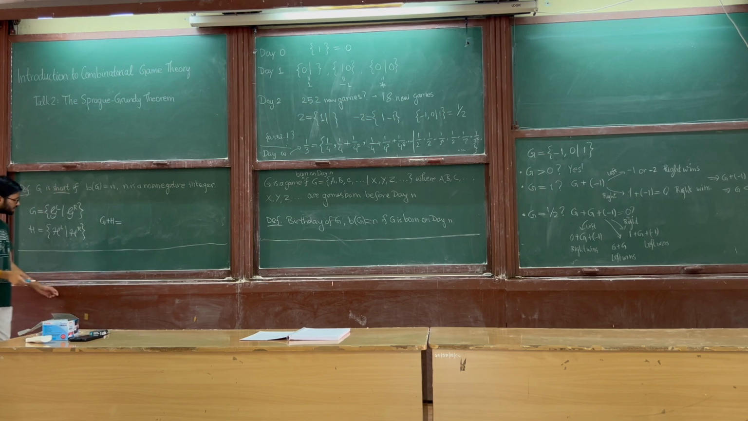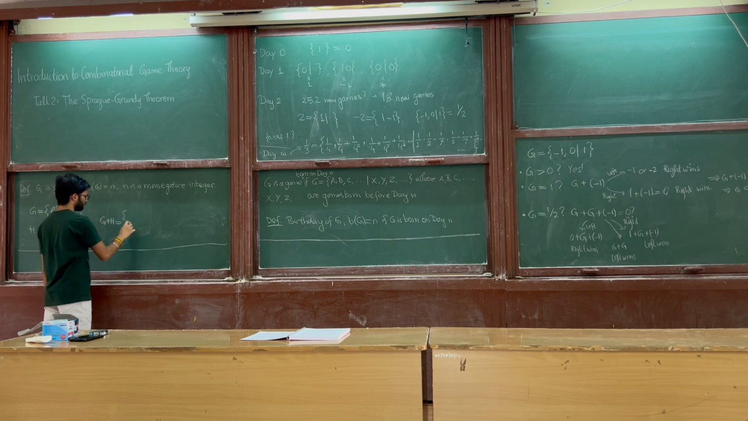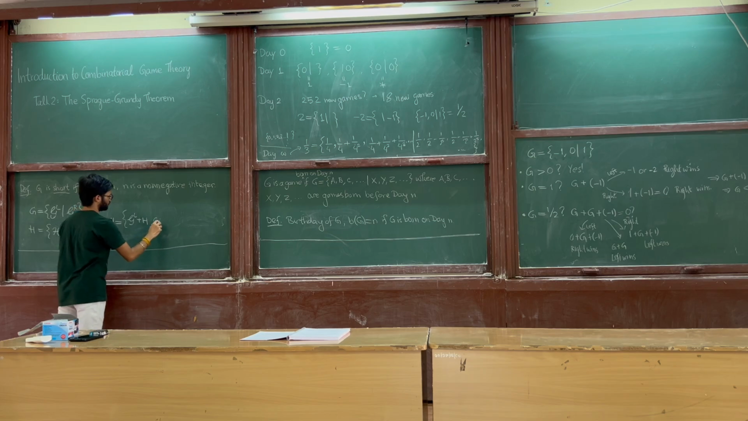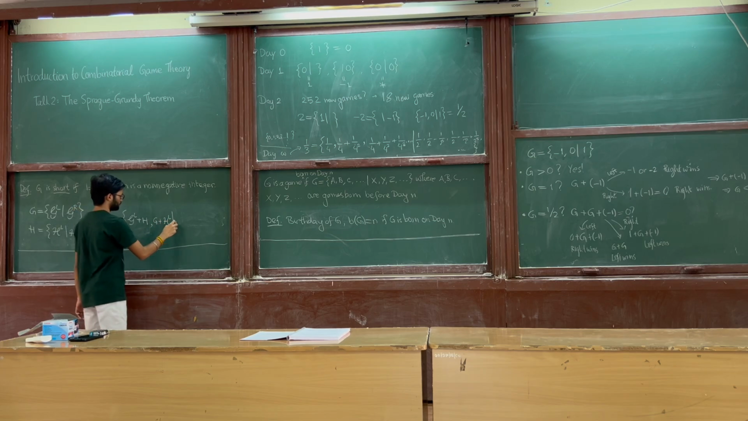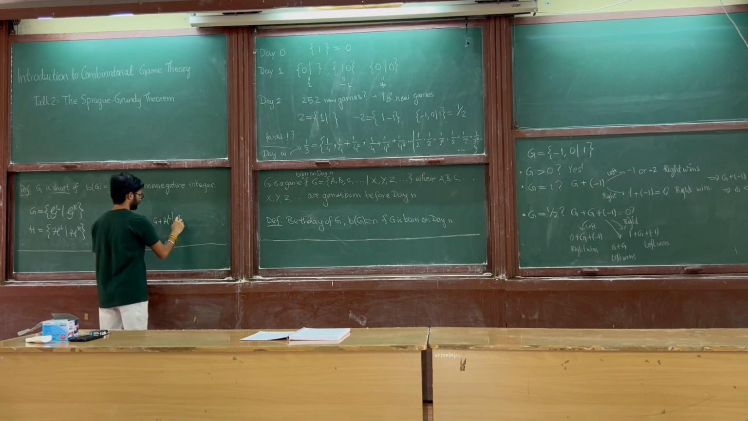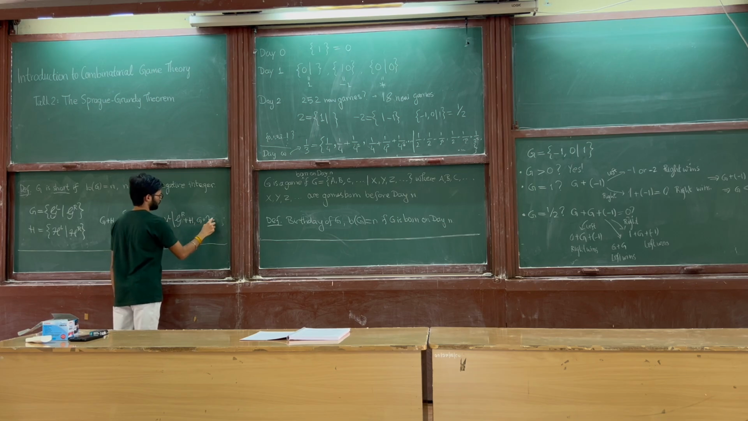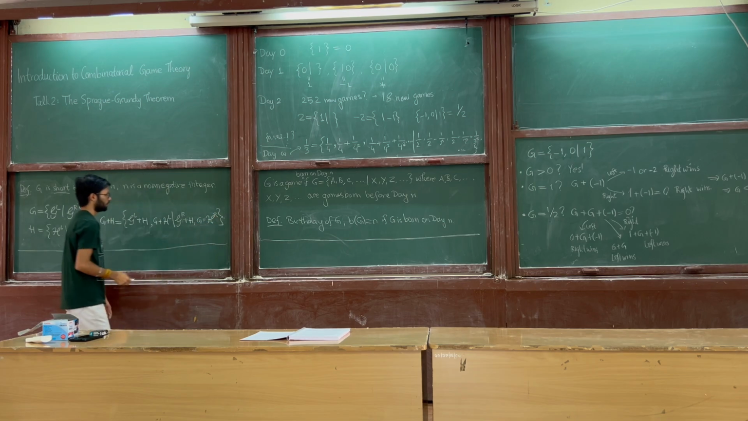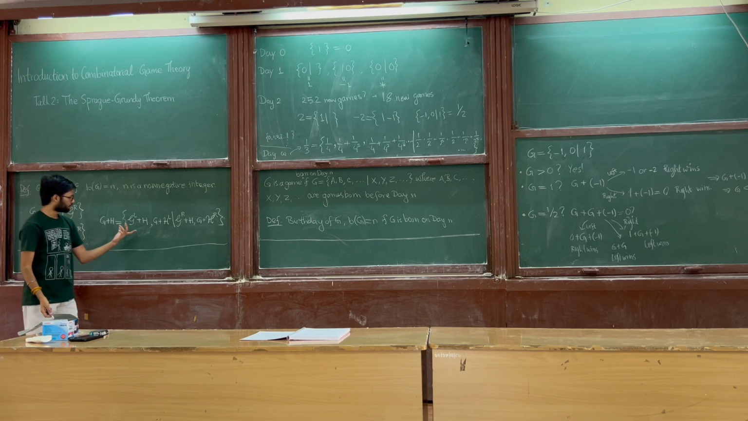Then I want to define G plus H. Intuitively, what is a move from G plus H for Left? A move is to go to any of the things here plus keeping H intact, or any of the things here plus G. So this is my definition.